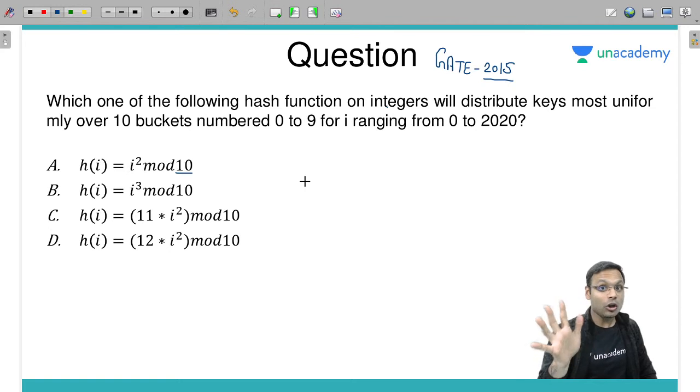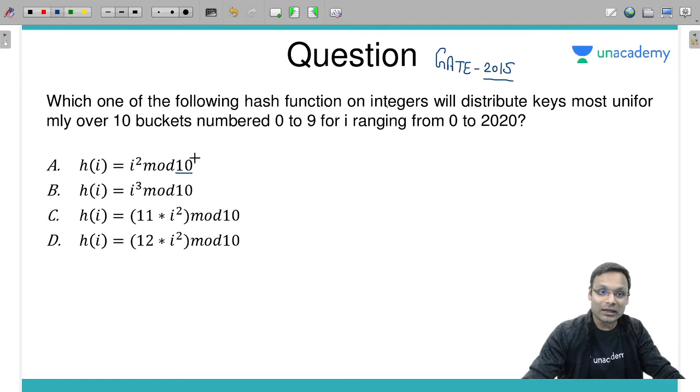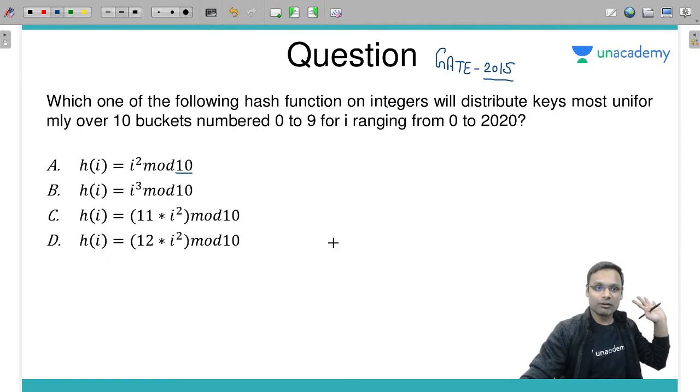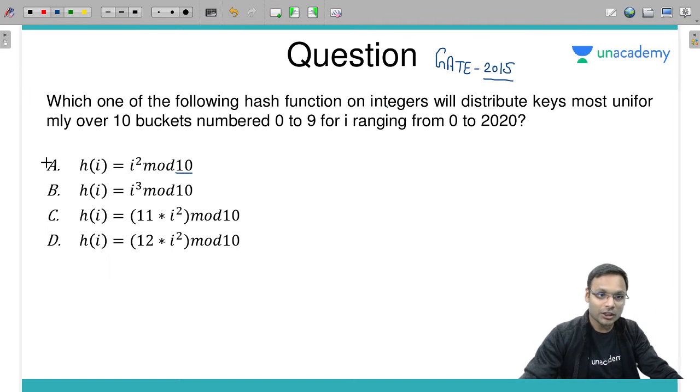Understanding? Yes or no? So if some of the values will never occur on the unit digit, it means mod 10 cannot generate those locations itself. Means A option gone. If A option gone, then immediately C option also gone.